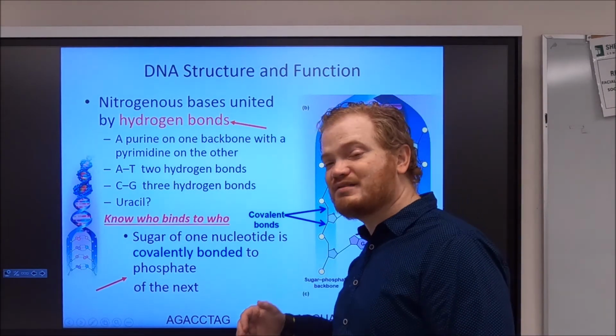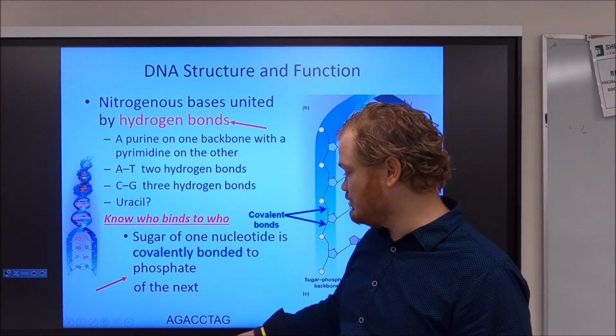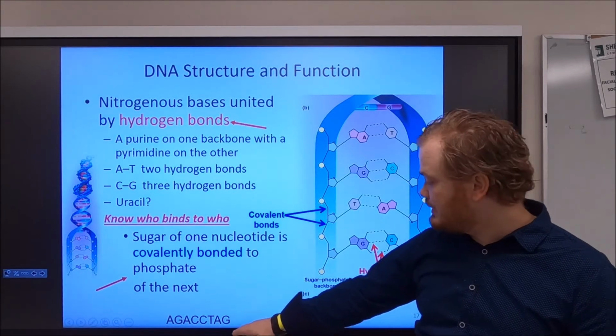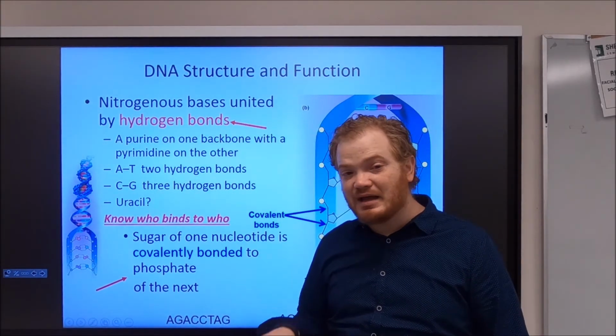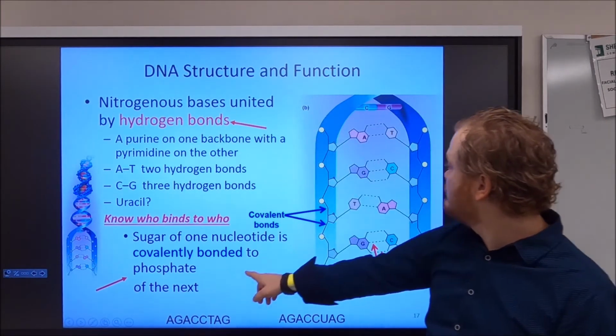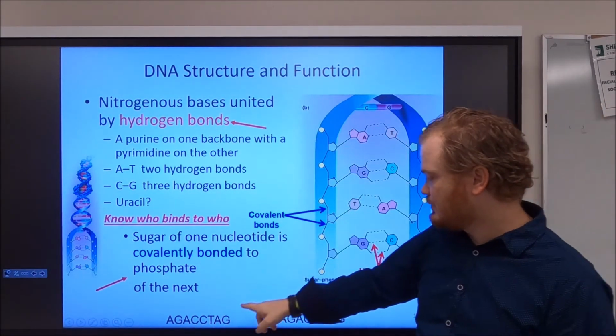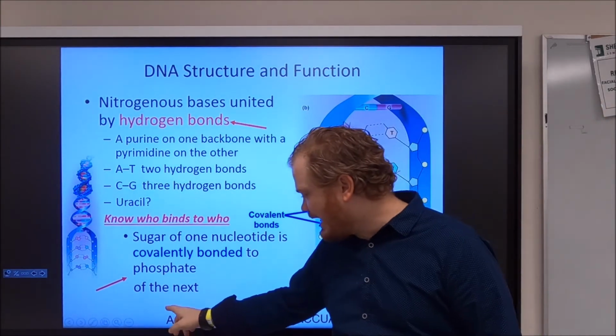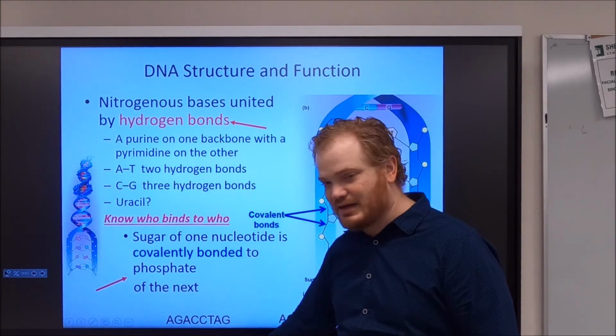So, on your exam, if I were to put up a list of nucleotide bases, could you tell me what the corresponding opposing line would look like? What does adenine bind to? Thymine. What does guanine bind to? Cytosine. Adenine, thymine, guanine to cytosine, adenine, thymine.